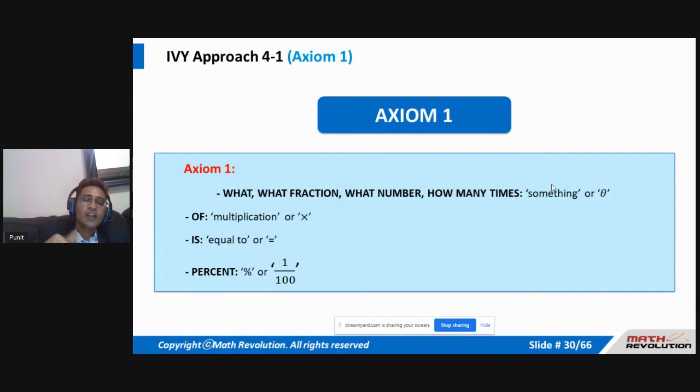So this axiom 1 right now, which we see, what fraction, this is something which we have recently applied in the last question. So if you have a portion where you often struggle, make mistakes or get confused in equating the error, just read axiom 1.